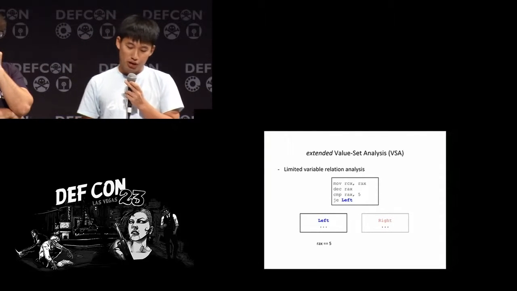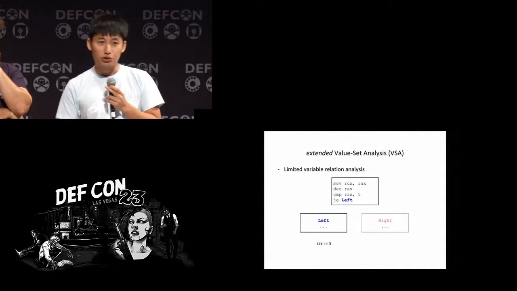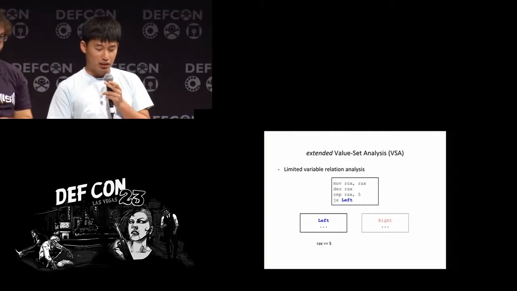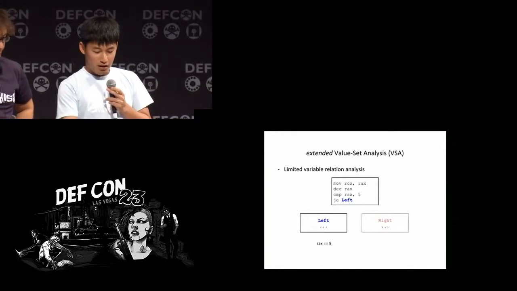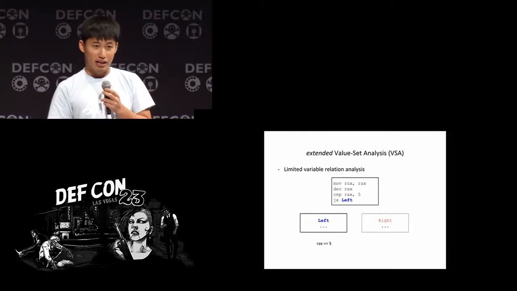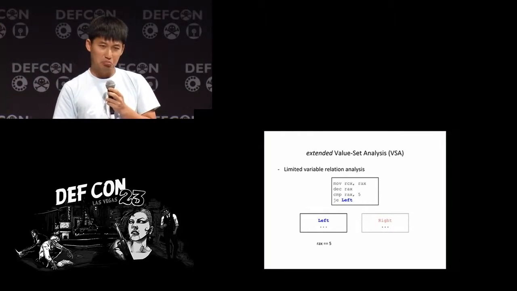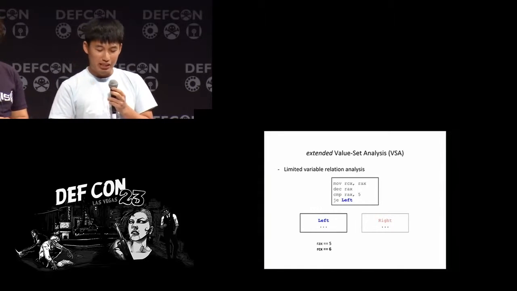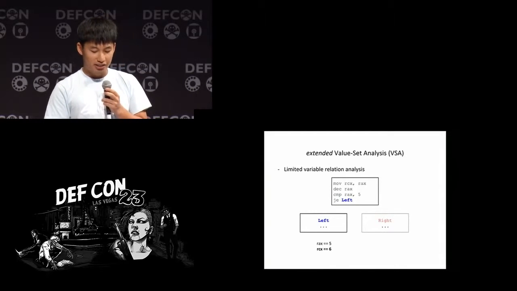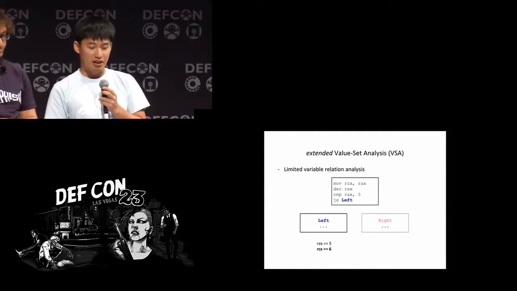We extended the original value set analysis with the following two improvements. The first one, we name it limited variable relation analysis. For example, in this case, normal VSA will be able to tell the bound of RAX. RAX should be 5. What is RCX? Well, they don't do any relation tracking. They don't know that. We are doing some limited amount of variable relation tracking, and in this case, we are able to tell, oh, RCX equals RAX plus 1, and RCX should be 6.